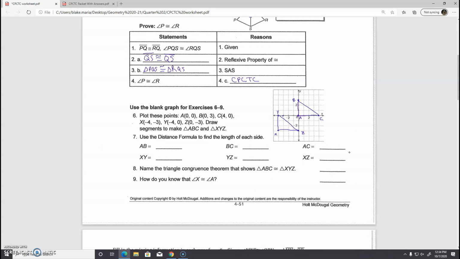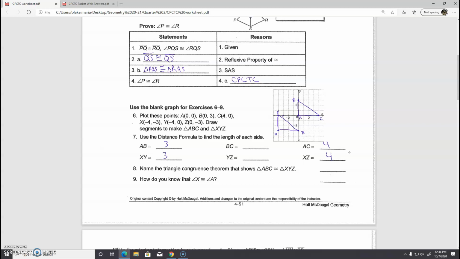So here's my two triangles. They ask what the side lengths are. So AB is 1, 2, 3 boxes. We don't have to use a distance formula for that. AC is 1, 2, 3, 4 units. Let's do all our countable ones. XY is 3 units, and XZ is 4 units. So we're looking pretty similar right now.